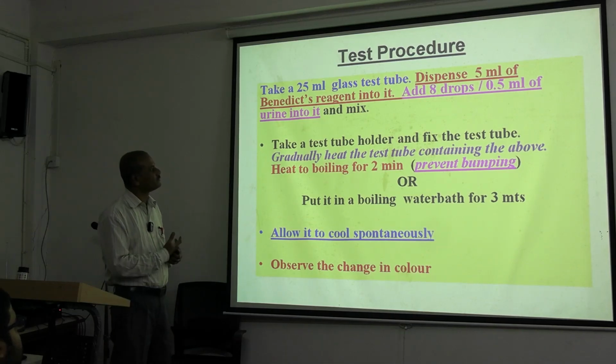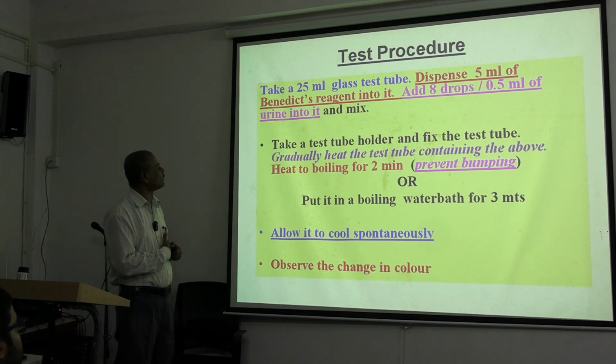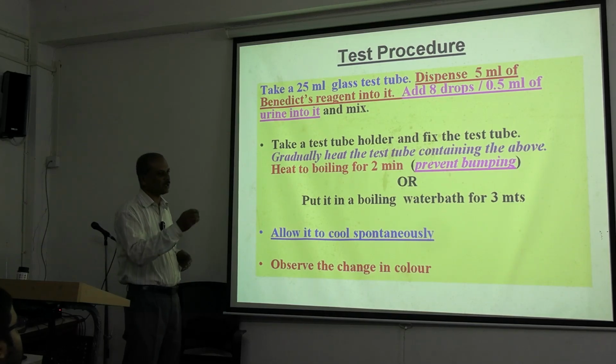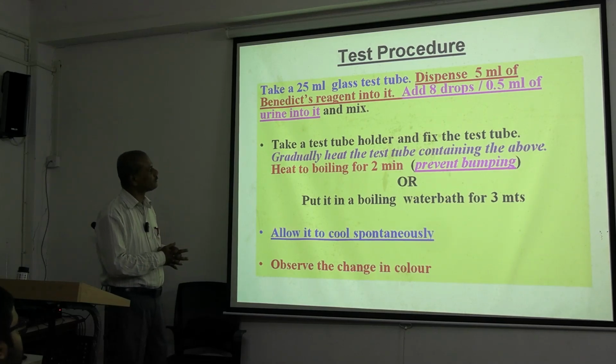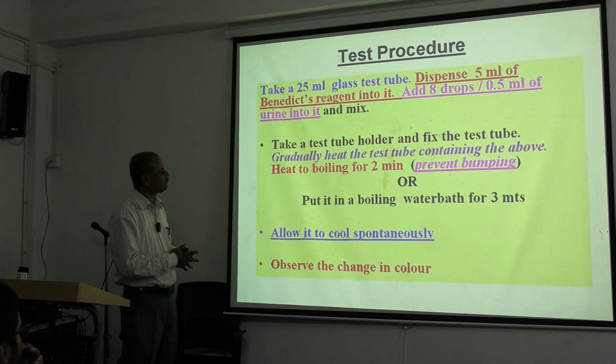First you dispense. Now add 8 drops, or 0.5 ml, of urine into it. You add 8 drops because that will be easier for you. Droppers are available and it will be faster also. So you add 8 drops of urine into it and mix.